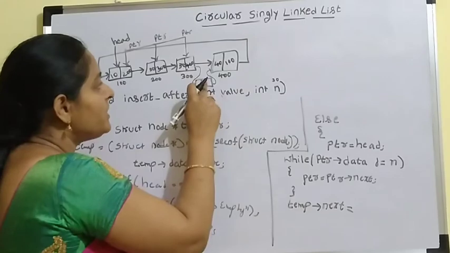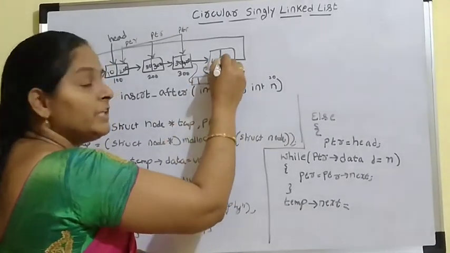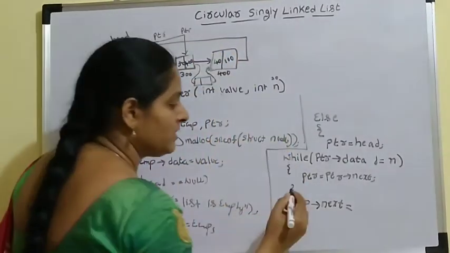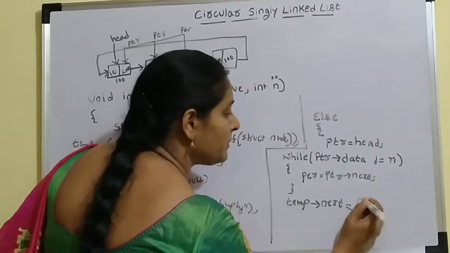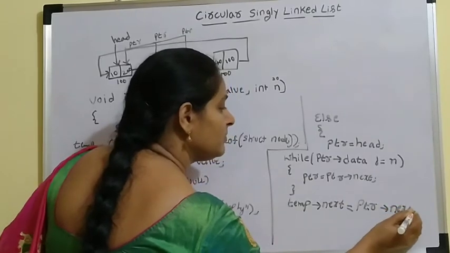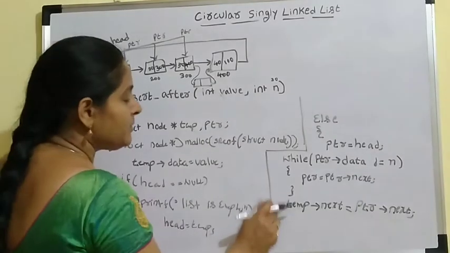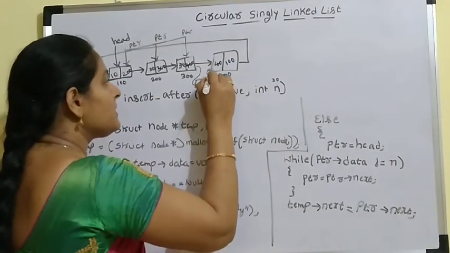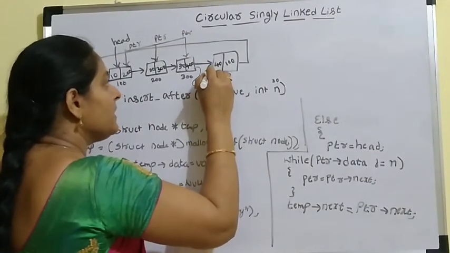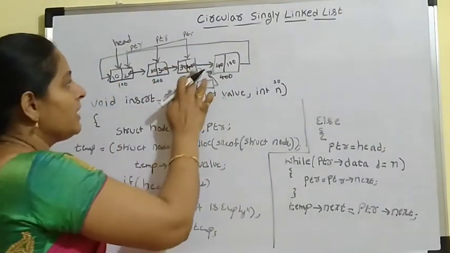That means if this is PTR, this is the PTR next node. So first we need to establish this connection. So in temp next we need to store the PTR next address. So temp next equal to PTR next. Now when this statement is executed, this link will be established between temp and the PTR next node.